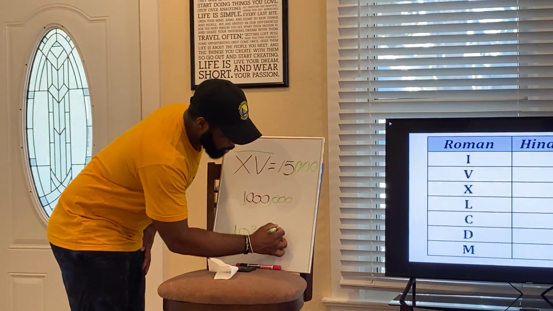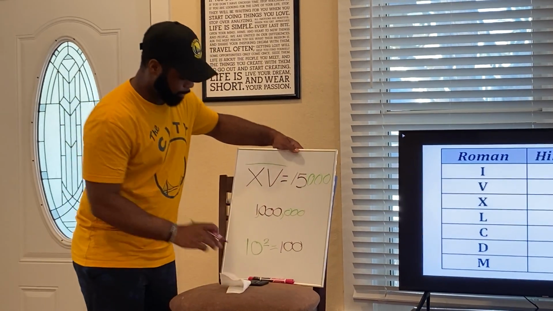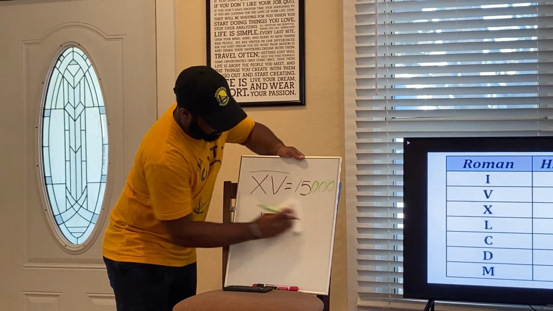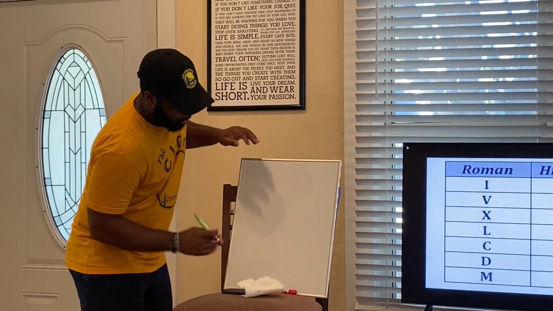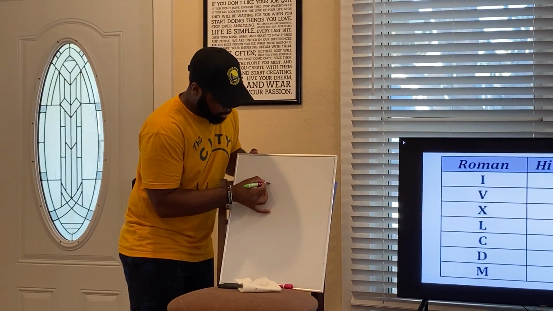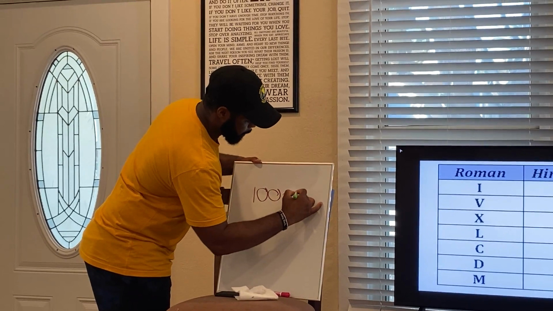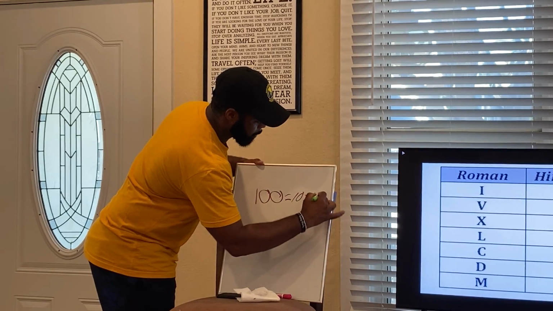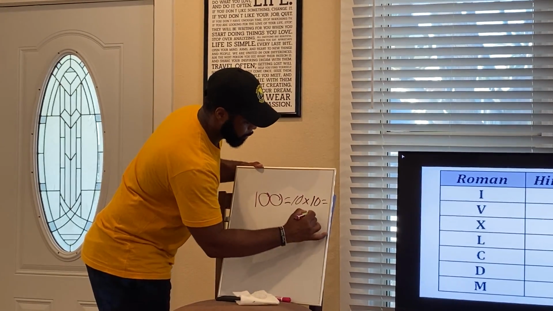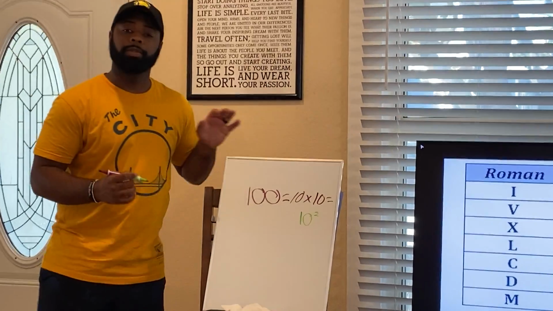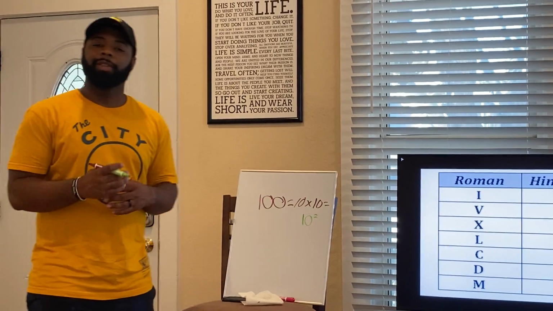Exactly. Well, you may be asking, how do we get 100? Let me show you. We got our 100 by breaking it down like this. 10 times 10, which is also equal to 10 to the power of 2. We can thank our Indo-Arabic brothers for that.